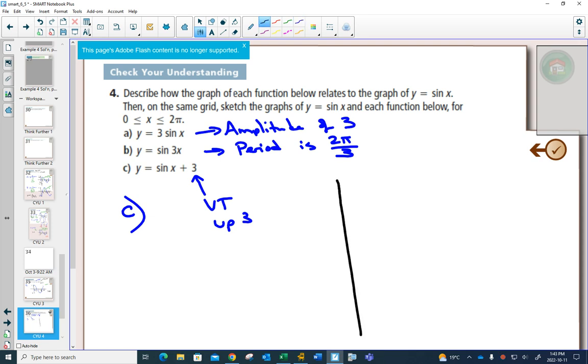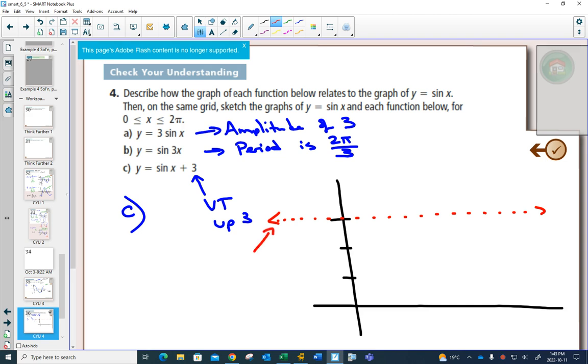So when I go to graph this one, I'm actually going to take out a red pen. Same thing that we did for asymptotes. This isn't an asymptote this time. I'm going to draw a dotted line there. This is called the sinusoidal axis, and it's going to be at y equals 3. We don't draw the sinusoidal axis when it's at 0 because it happens to be on the x-axis.